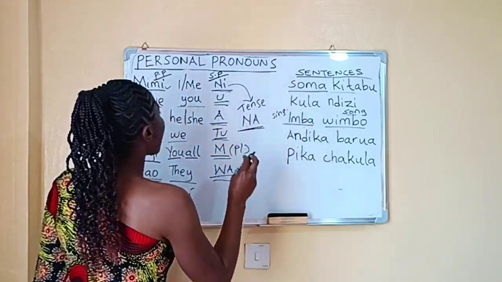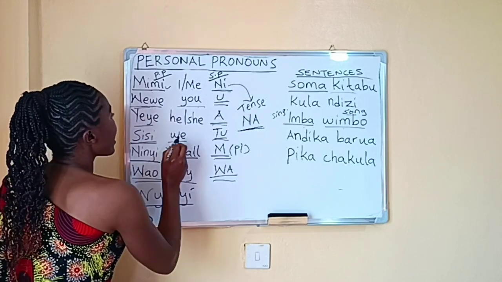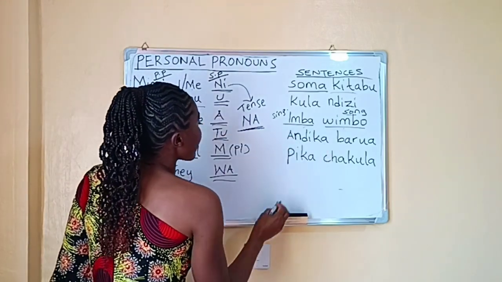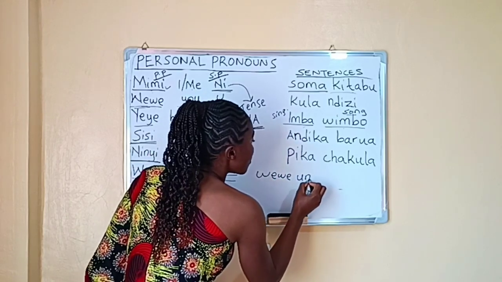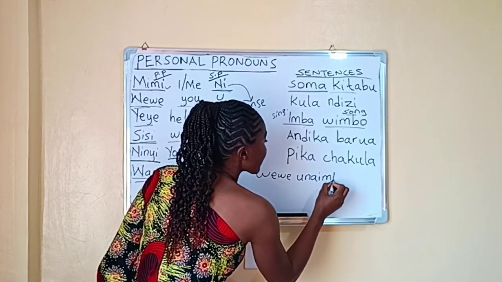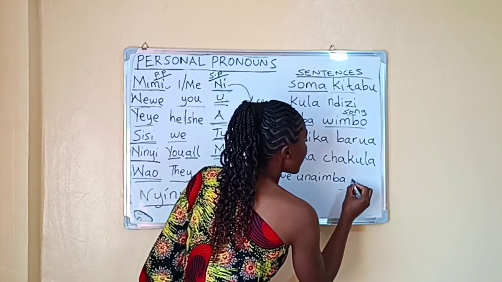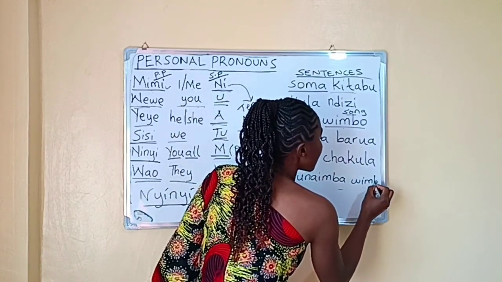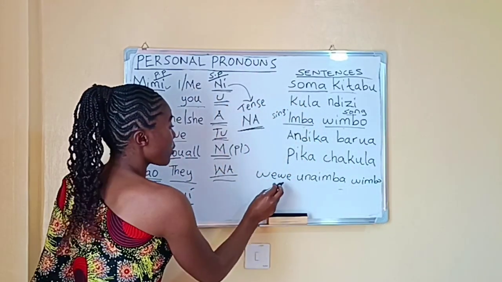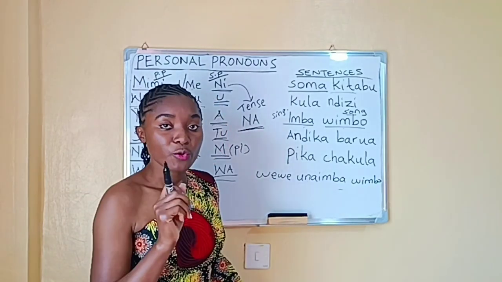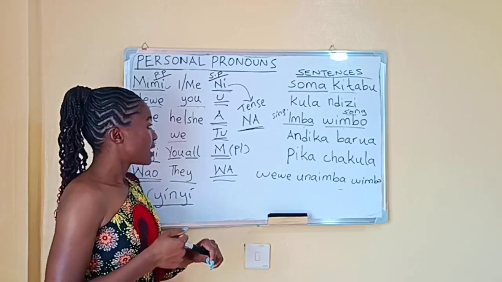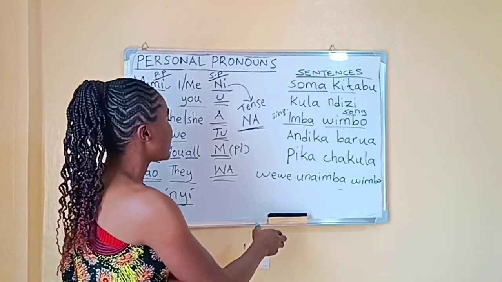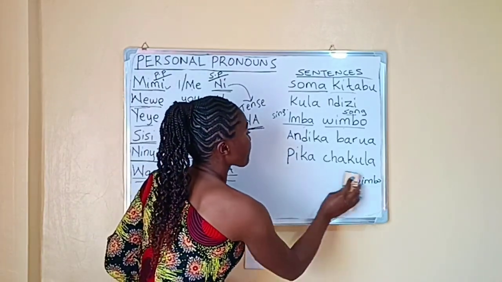Okay, so if I combine the sentence, wewe unaimba wimbo. I'll write like this. Wewe unaimba, and then we have wimbo. Clear, right? Wewe unaimba wimbo. You are singing a song. Very easy like that. I hope you're getting me. Let's continue to something else.